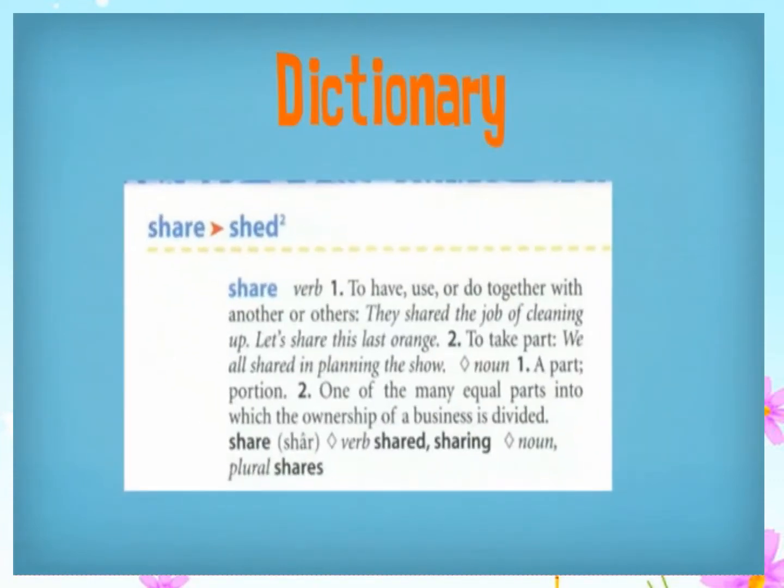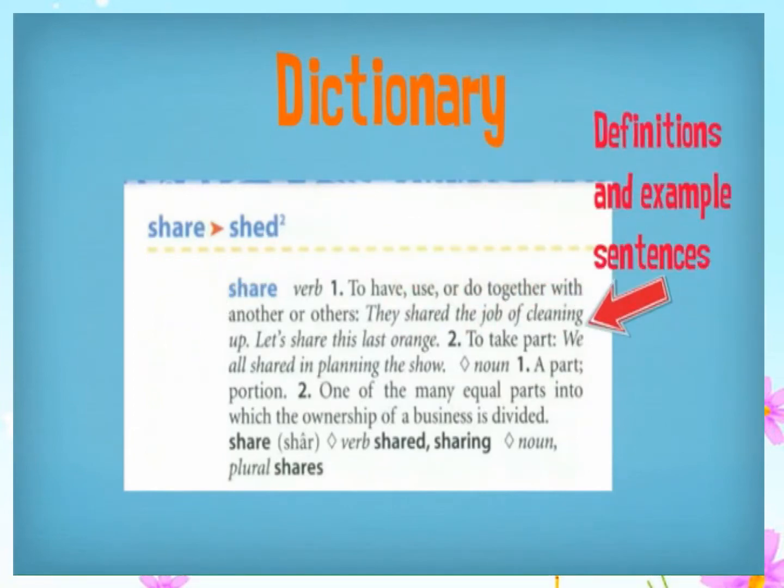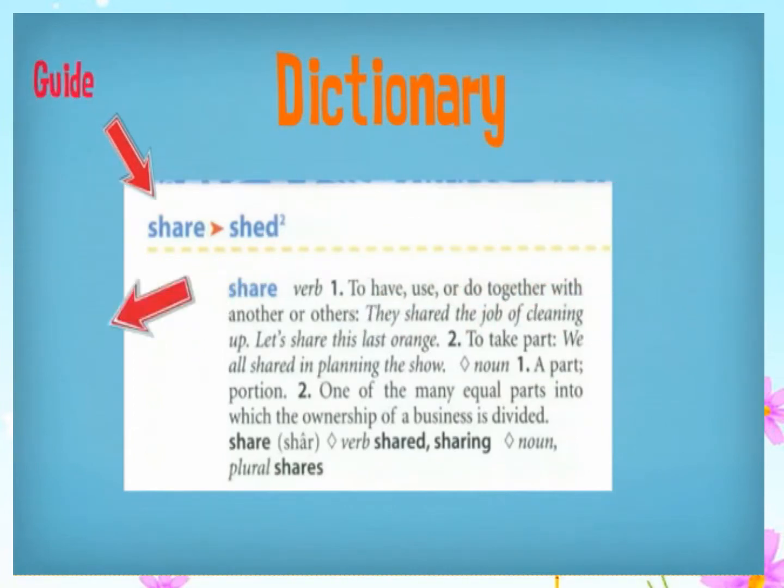Here's an example of the definition for the word share. It shows you the word, it tells you the part of speech, which is a verb, it gives you definitions and example sentences, and there's even guide words at the top of the page. The guide words tell you the first and last words on that page.